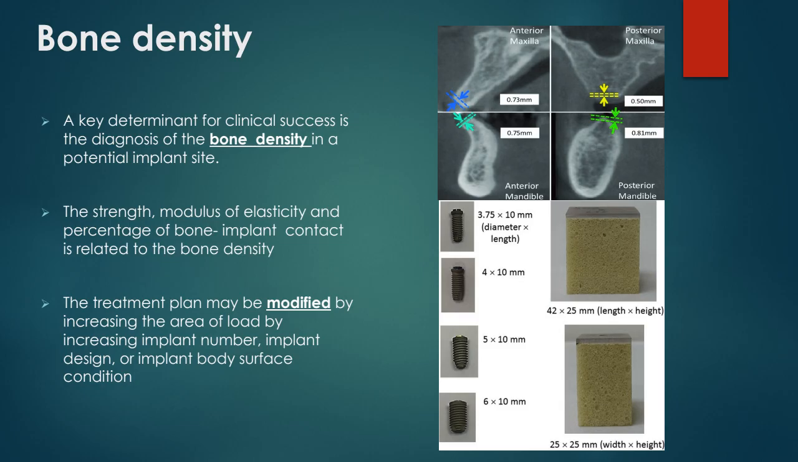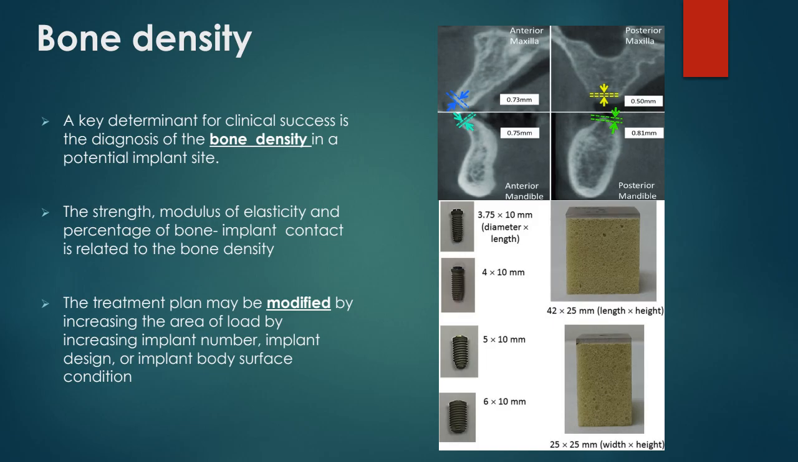Okay, a key determinant for clinical success of an implant is the diagnosis of bone density in the implant site. The strength, the modulus of elasticity, and the percentage of implant bony contact are related. The more the density, the more the bony contact with the implant. The treatment plan should be modified by increasing the load-bearing area. So if I have type 3 kind of bone, what can I do? I can increase the width of the implant. What happens when the implant width increases? The surface area increases, and the bone to implant contact ratio increases.